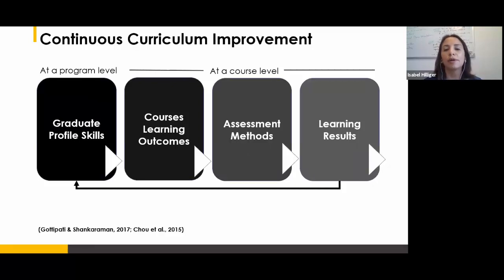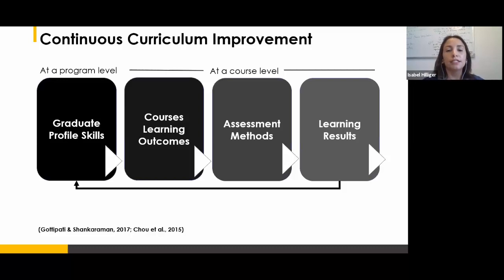This is why a concept has gained traction: continuous curriculum improvement. It's not necessarily something new, but in a way, we have been facing the challenge of aligning both program level information and course level information in order to monitor how these graduate profile skills that are expected from our students could be aligned to course learning outcomes, distinguishing course in terms of a subject within a study plan, and then how the assessment methods that are used in a course provide learning results that allow us to evaluate if certain performance indicators or observable behaviors of a skill are developed or not by our students.